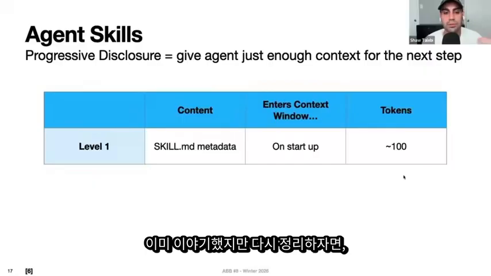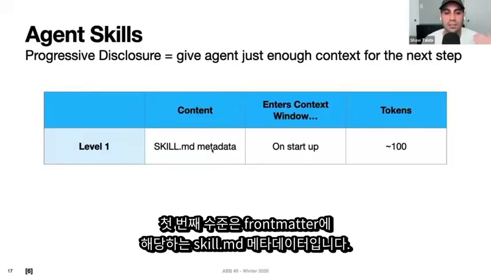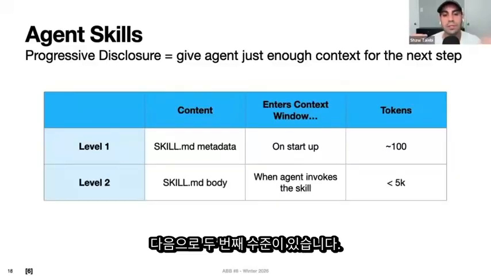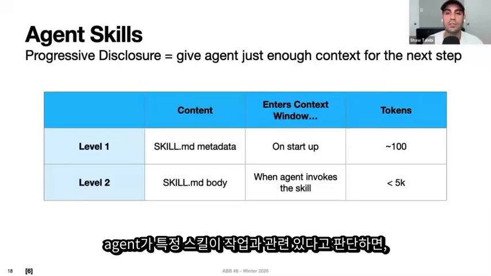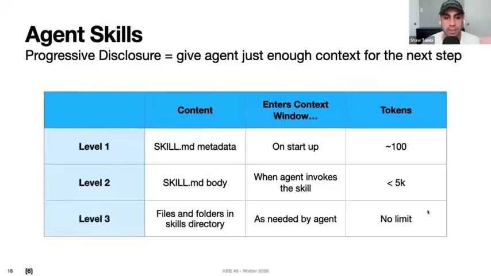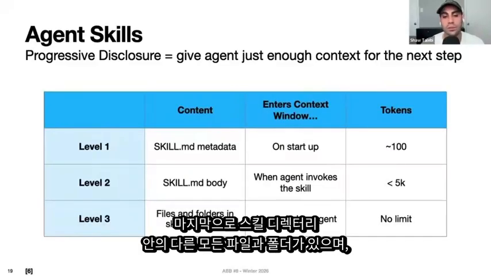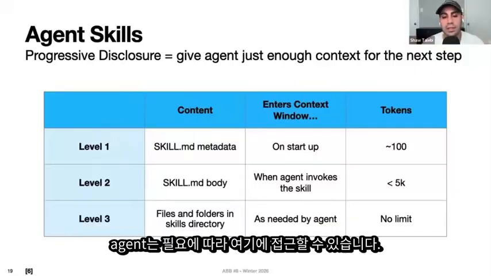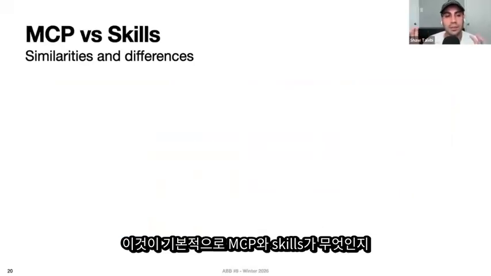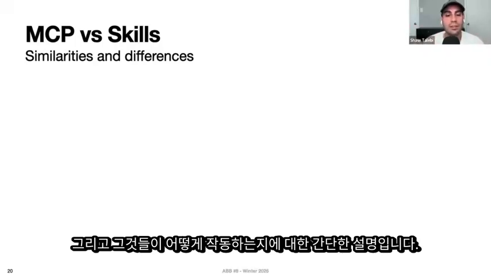We've already talked about this, but just to review, the first level of this is the skill.md metadata, that front matter. So this enters the context window at startup, and this will be about 100 tokens. Next, we have level 2. So if the agent thinks a particular skill is relevant to the task, it will grab the body of that skill.md file, and this could be up to 5,000 tokens. And then finally, we have all the other files and folders in the skills directory that the agent can access as needed, and there's practically no limit to the amount of context that we have in these additional folders and files.